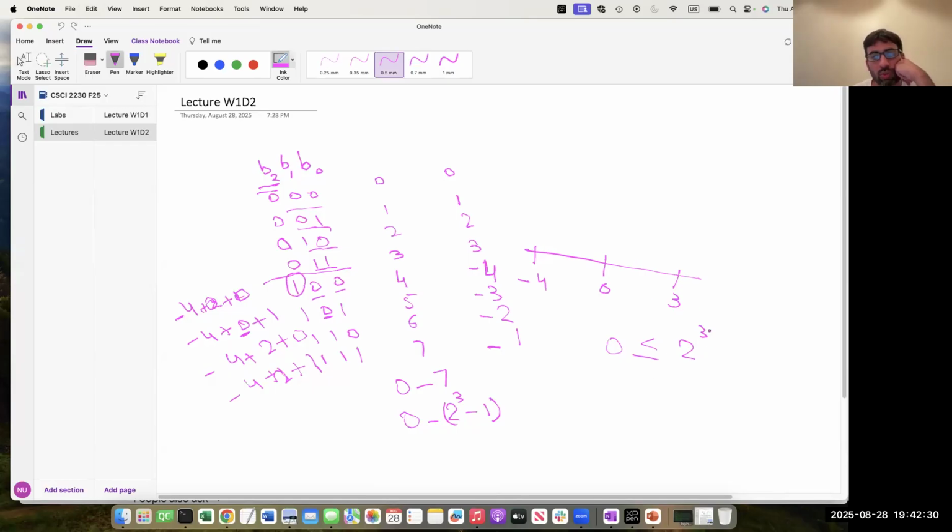So yeah, 2 raised to power 3 minus 1, so it will be 2 raised to power 4, and then -1 here, and here it will be minus 2 raised to power 3 minus 1. Do you get it or not? Or did I make it more complicated for you? Sorry.